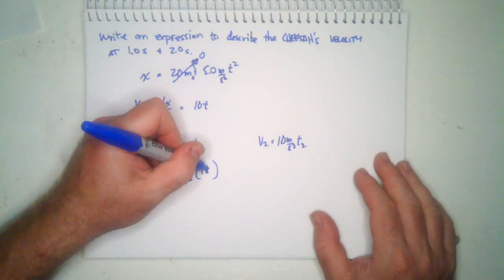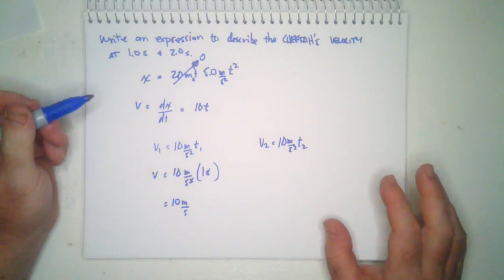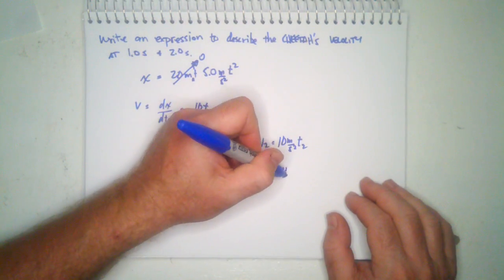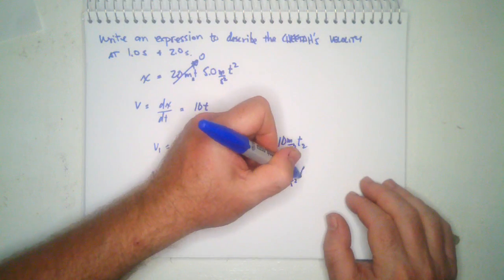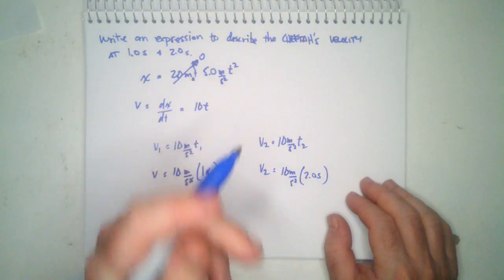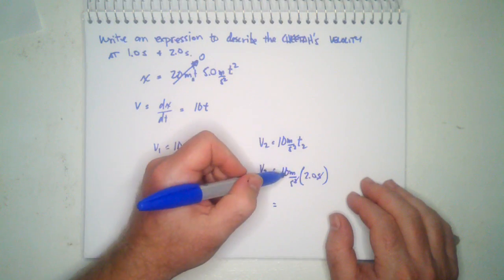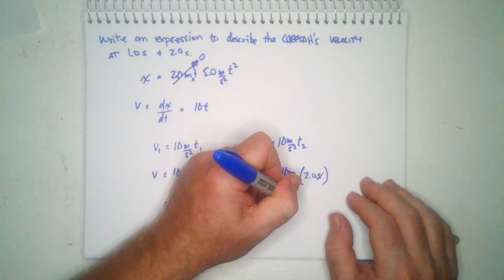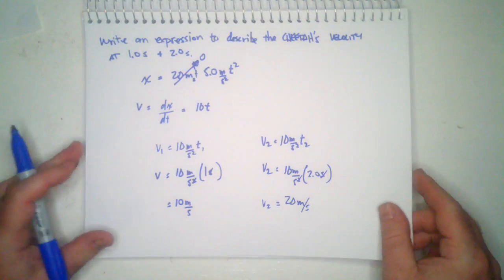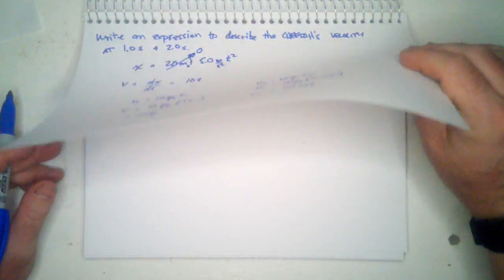So if t1 is 1 second, v1 equals 10 meters per second squared times 1 second. This second cancels out that square, and our result is 10 meters per second. In this example, v2 equals 10 meters per second squared, and now we're going to substitute in 2 seconds. This second cancels this, and our answer now is 10 times 2, or 20 meters per second. So that's how you calculate the instantaneous velocity.